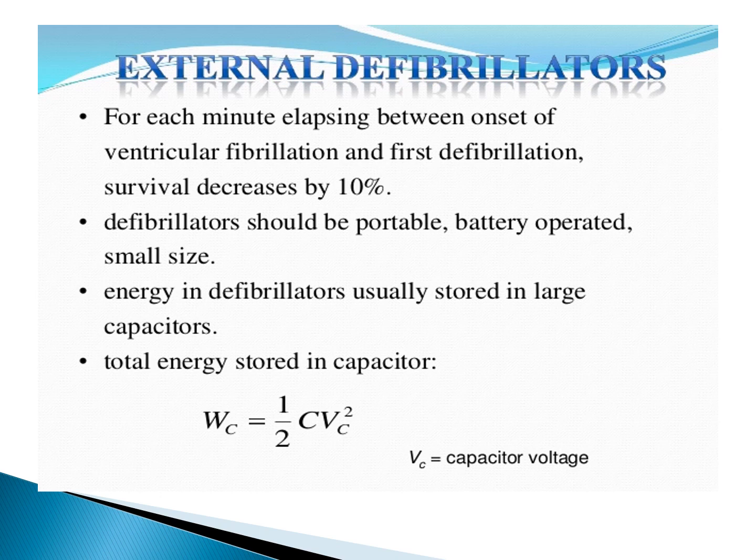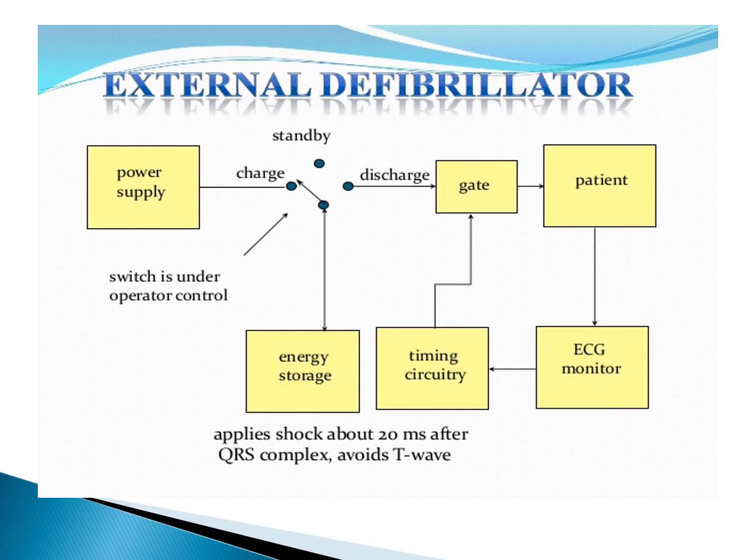And the energy in defibrillators is usually stored in large capacitors. So the total energy stored in the capacitor is denoted by WC equal to 1/2 CV squared, where VC is the capacitor voltage.